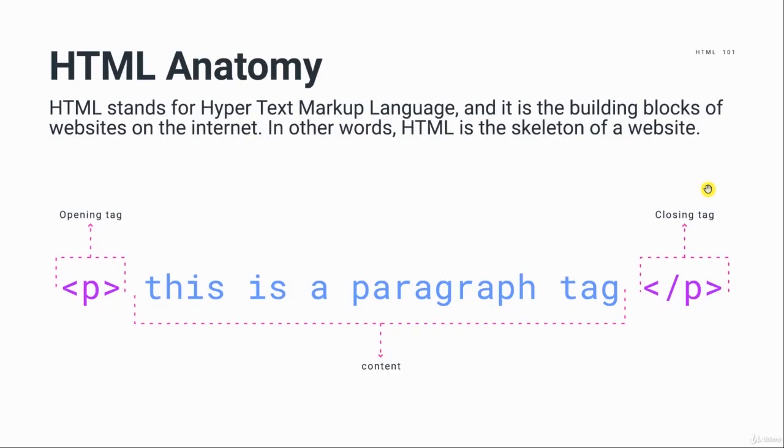Alright, in this video we're going to learn about the HTML anatomy. HTML stands for Hypertext Markup Language, and it is the building block of websites on the internet. In other words, HTML is like the skeleton of your website. The way you would write your HTML code is you open it with an opening tag, and then you close it with a closing tag. So it's a less than symbol, slash P, and then a greater than symbol. And the opening tag is a less than symbol, P, greater than symbol, and this is how you would wrap your content inside an opening tag and a closing tag.